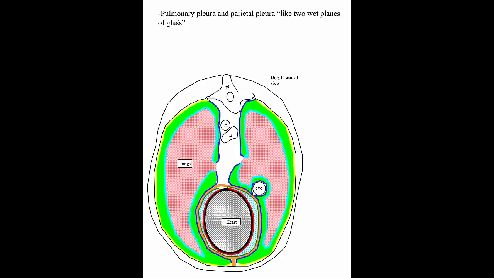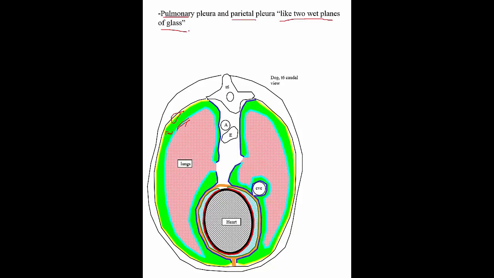Another important point is pulmonary pleura and parietal pleura. So let's consider pulmonary pleura, this light blue pleura lining the lungs here, and this parietal costal pleura is this yellow layer here. In reality, these are right up against each other, and this big space isn't happening in you or me or any of the animals we look at. These two layers of pleura are right against each other. And as a matter of fact, they adhere to each other like two wet planes of glass.